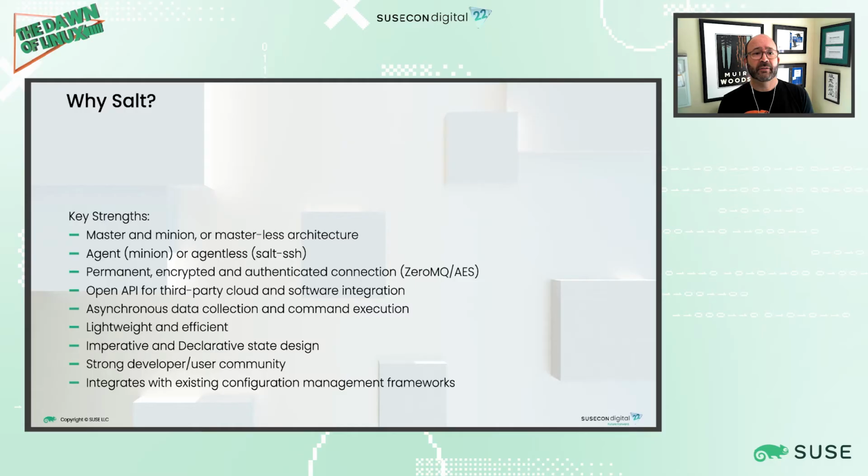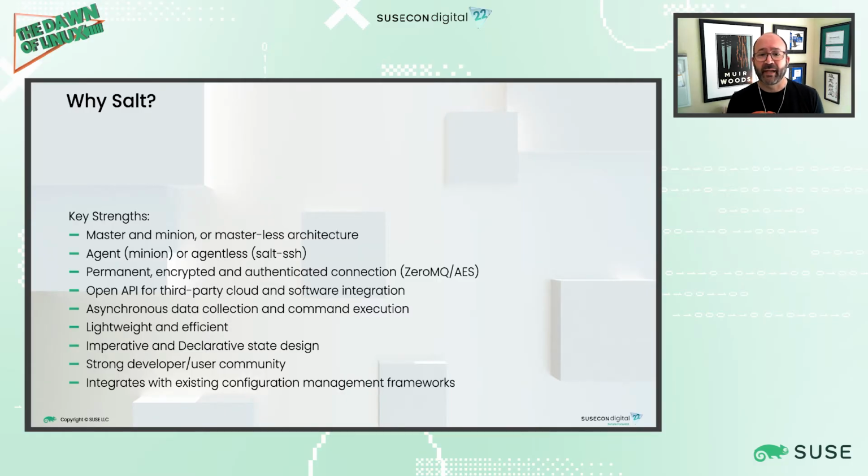So why did we choose SALT? Well, the key strengths we looked at were, first, SALT has the master and minion architecture or masterless architecture. It's very flexible. You can deploy it in many different ways. Similarly, it can be run agent full or agentless, either running the minion on the managed nodes or using SALT SSH for an agentless architecture. It allowed permanent encrypted and authenticated connections using 0MQ, so it was not needing to stand up a new connection every time some task was sent to one of the managed nodes.